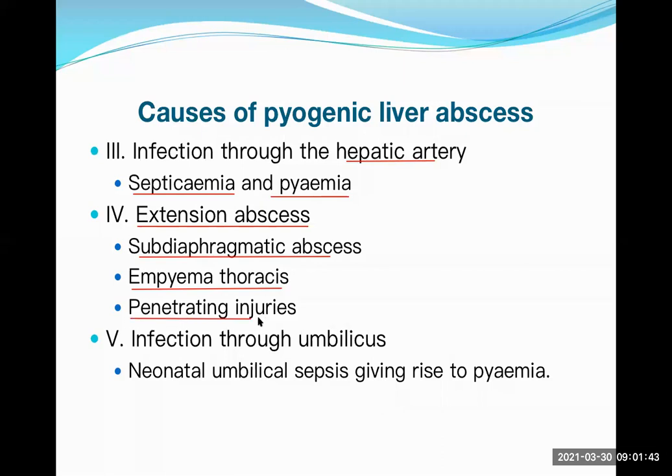Some penetrating injuries, like a bullet injury or knife injury, can also lead to abscess in the deeper area of our body. Infection through the umbilicus is very common in the case of a neonate. For example, if that neonate has umbilical sepsis, then through the umbilical vein, the infection may reach the liver.